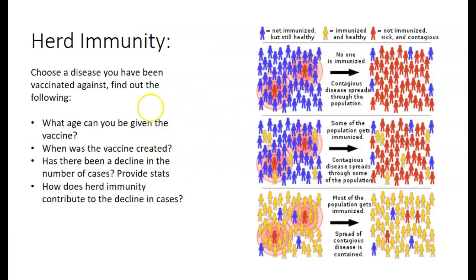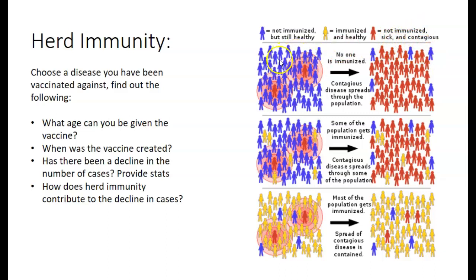What age can you be given the vaccine? When was the vaccine created? Has there been a decline in the number of cases? Look at the statistics. And how does herd immunity contribute to the decline in cases? The idea of herd immunity is represented pretty well in this diagram. So you've got three classes of people. People that are not immunised and otherwise healthy, people who are immunised and healthy, and people who are not immunised and they are sick or contagious.